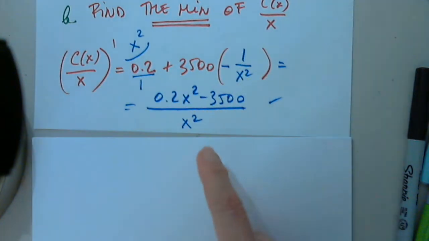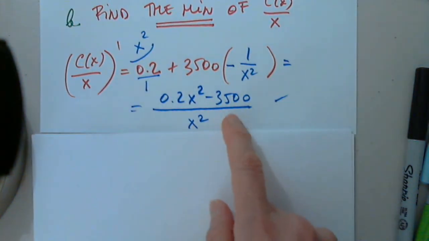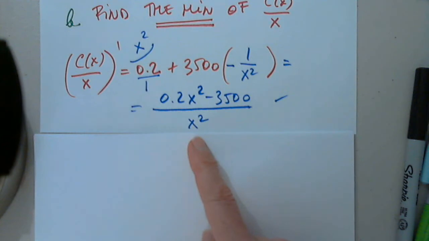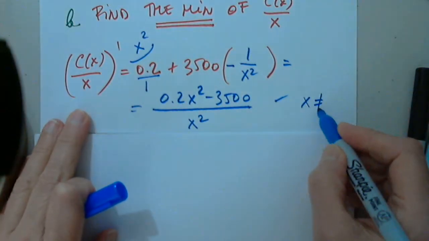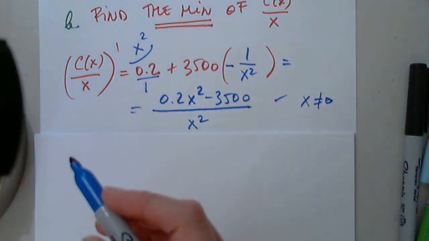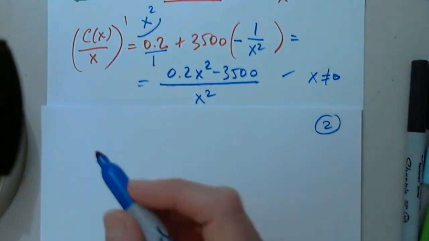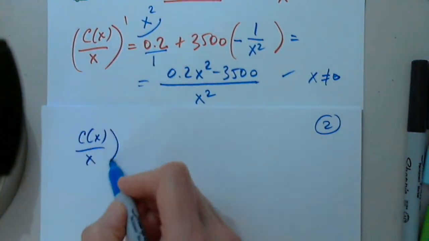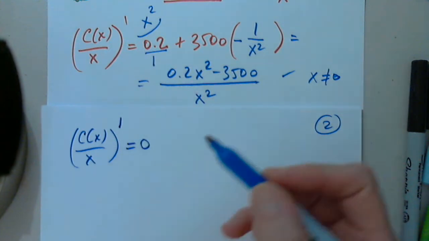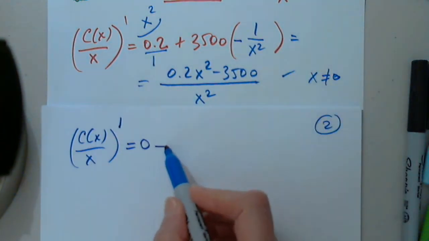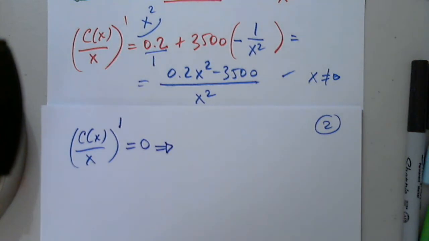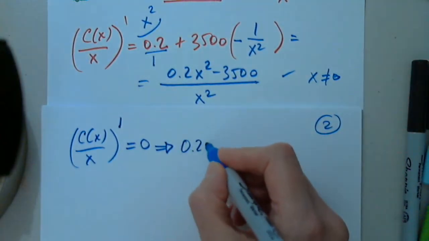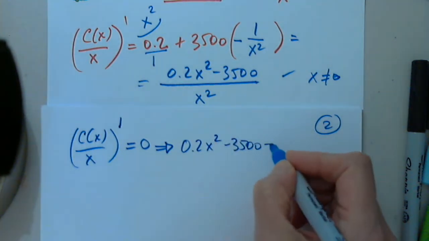Also, I should determine the domain, but you know, I can't have 0 units. I can't manufacture 0 units. I don't have a production, right? So x cannot be 0. So in my second step, indeed, we will have C of x over x prime set equal to 0. When is a fraction 0? When the numerator is 0. Brilliant. Thank you, Kimmy. 0.2 x squared minus 3500 equals 0.